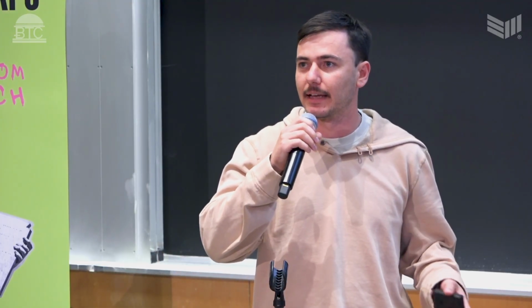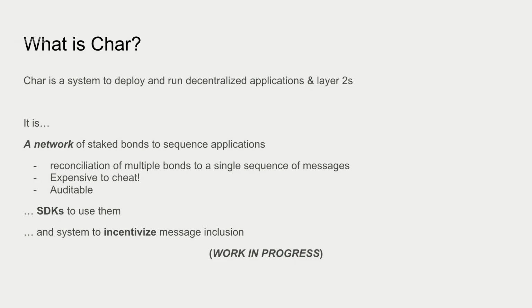Char is a system to deploy and run decentralized applications and layer 2s on Bitcoin. It is a network of staked bonds that allows you to sequence applications. We've heard a little bit about rollups and sequencing, so it's solving that problem. It allows for multiple bonders that you can reconcile a various sequence of messages, makes it expensive to cheat. It's auditable. It's a set of SDKs to build those applications, and a system of incentives to guarantee that it's secure. A lot of that is still work in progress, and this is a talk maybe a little bit aspirationally about how the system is coming together.